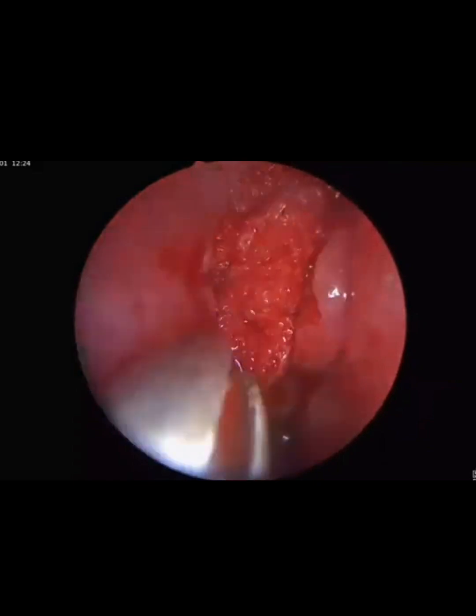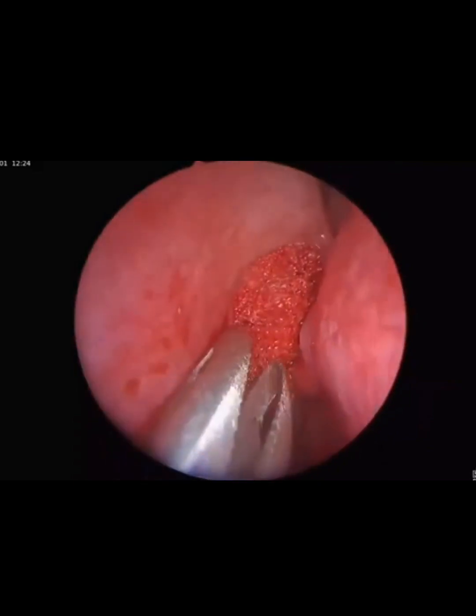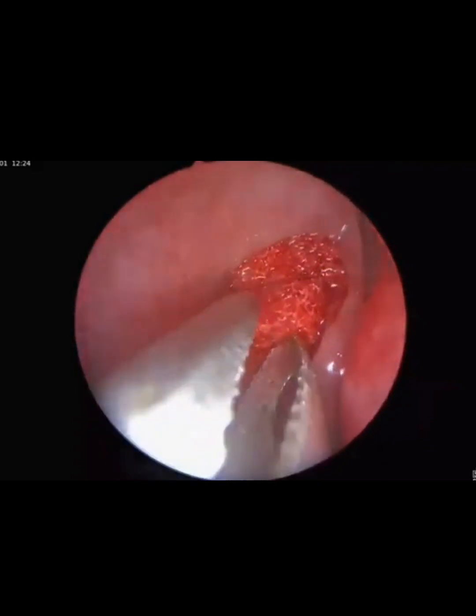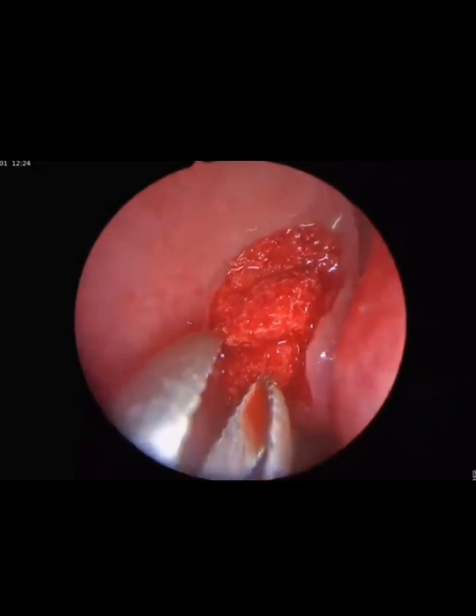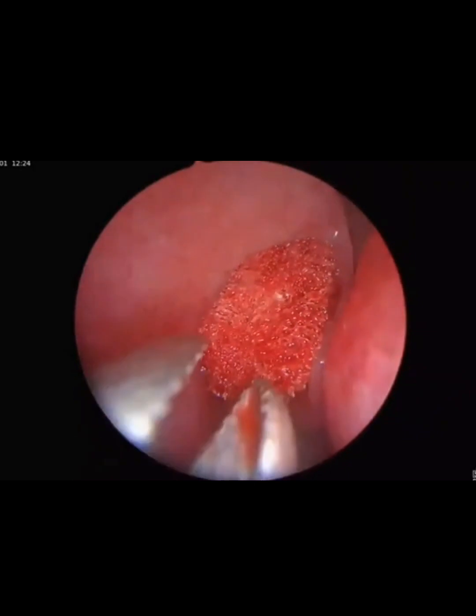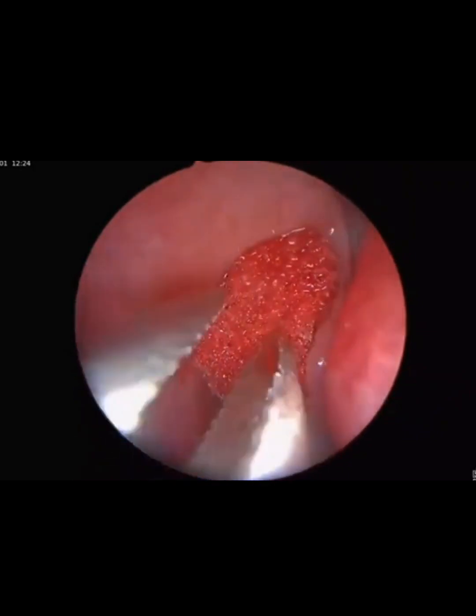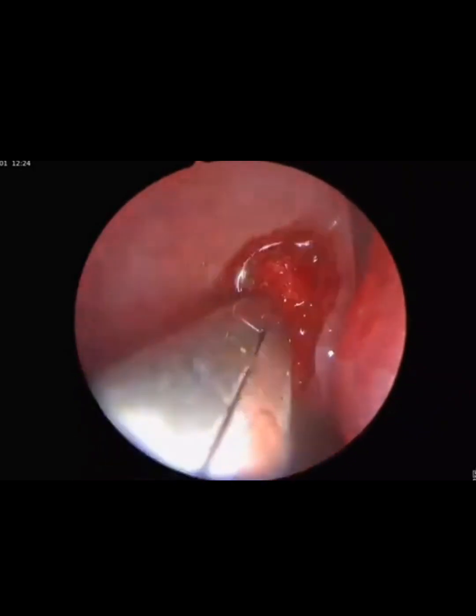If bleeding is there, take a few minutes. Don't be in a hurry. Most of the chances of complication are because of bleeding only. So don't be in a hurry. You have to be patient.